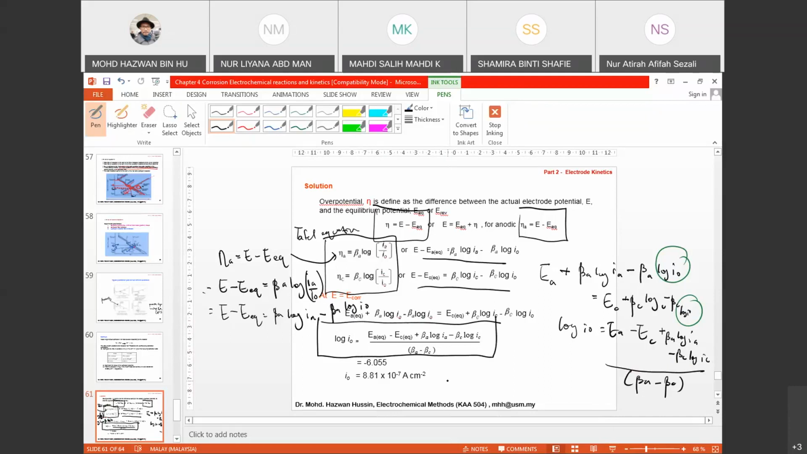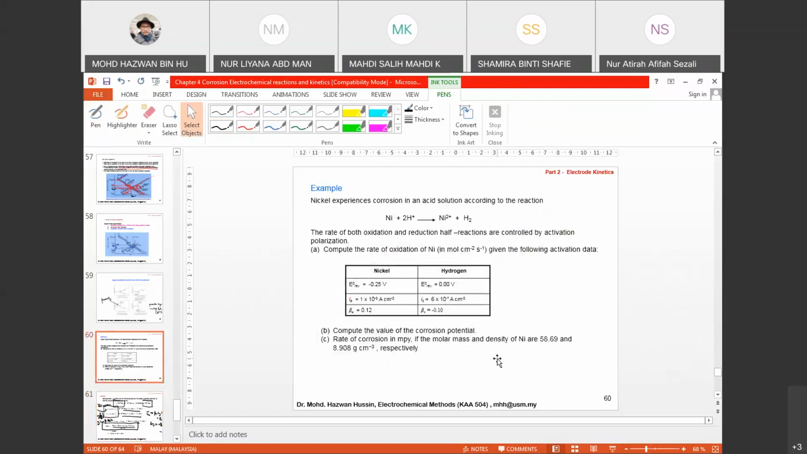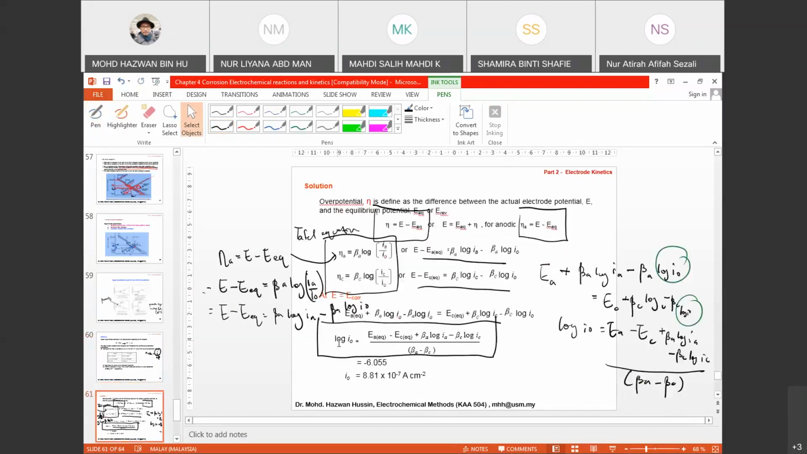I guess in your assignment you have a similar question like this. The question is asking what would be the rate of oxidation, because we know that rate is equal to current density over nF, isn't it? So we need to calculate the current density first. In order to calculate current density, you will have to use this formula. The potential values are given. I just write the answer over here. You can try after this.